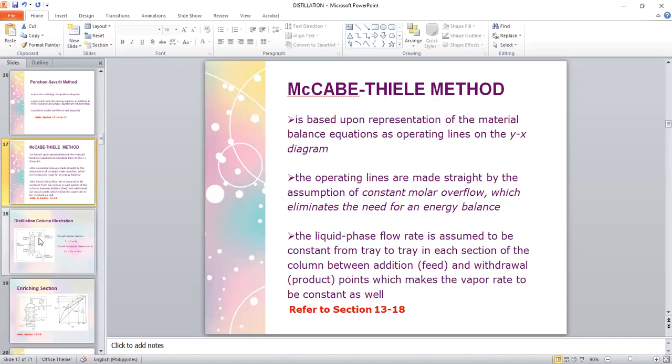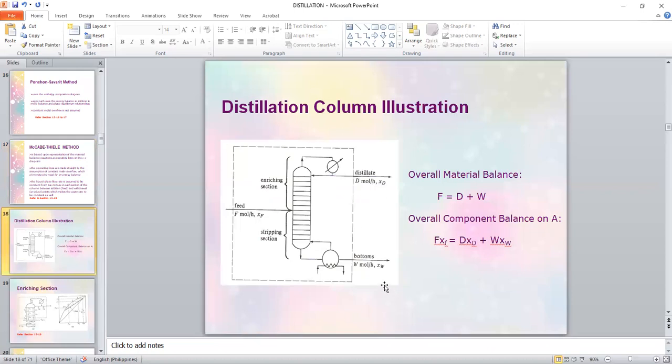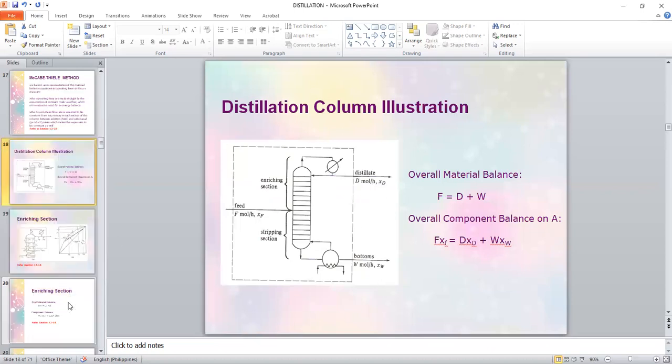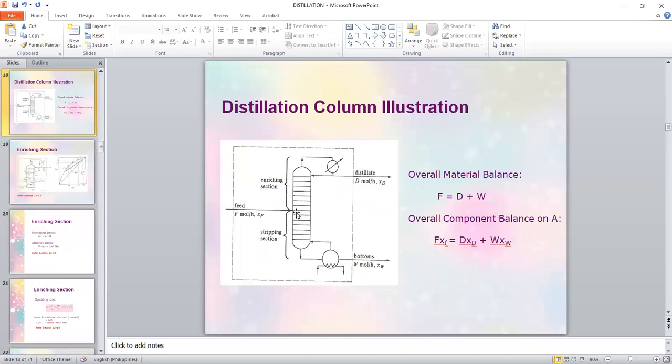And this is your column wherein the sections that I have mentioned a while ago are already illustrated. The enriching section is the section above the feed line, and the stripping section is the section below the feed line. If you would be asked where the feed plate is located, it is located in the stripping section. Though in all schematic diagrams, it's the feed line actually that separates the enriching section and the stripping section.